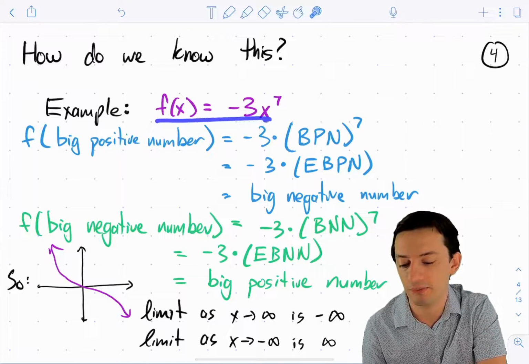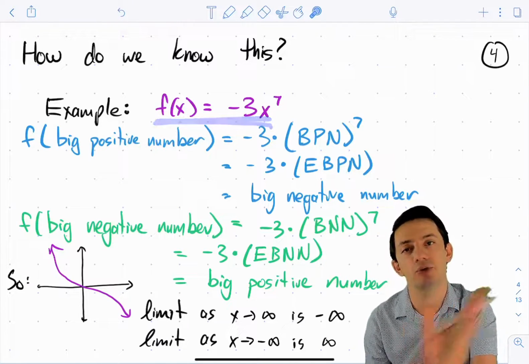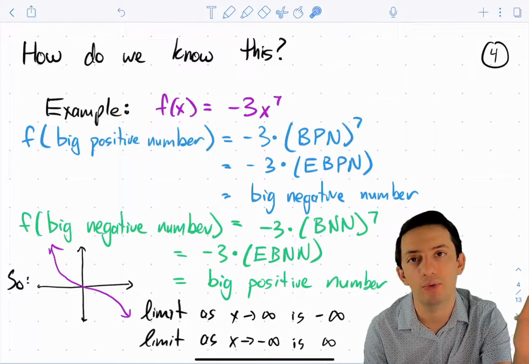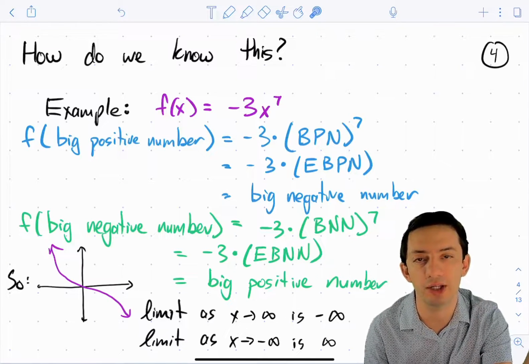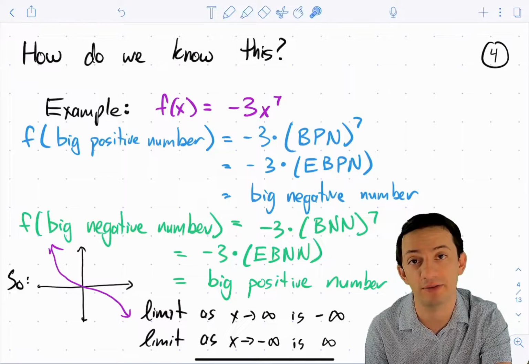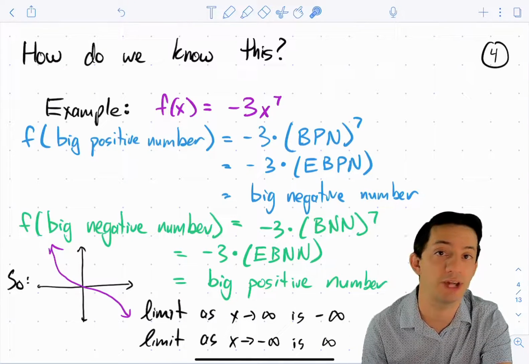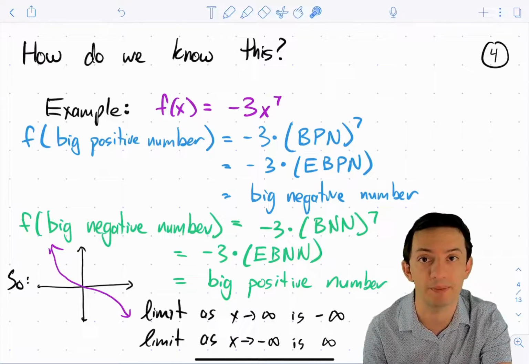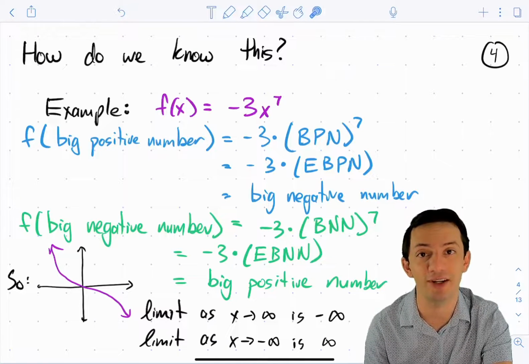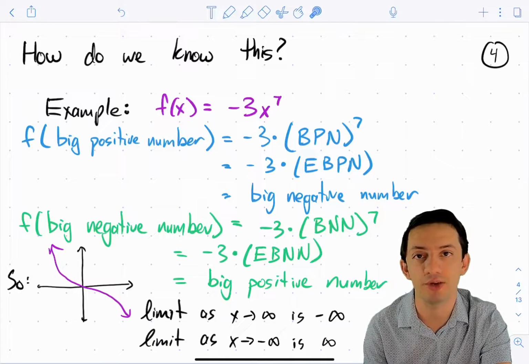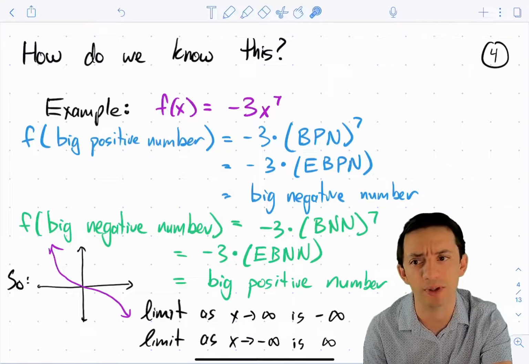For this example, if we want to know what happens as you go really far to the right, you can think about plugging in a very big positive number, maybe 1,000 or 10,000 or a million or a trillion. Obviously, a trillion is not infinity. You'll never reach infinity. But if you plug in a really, really big number, what happens?